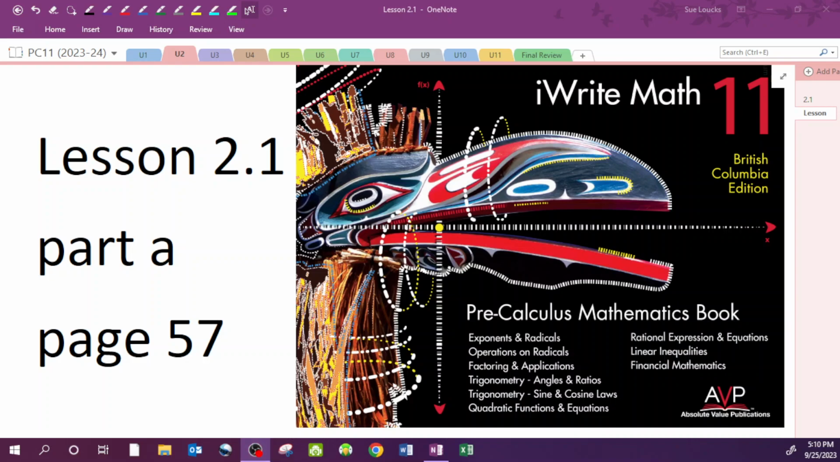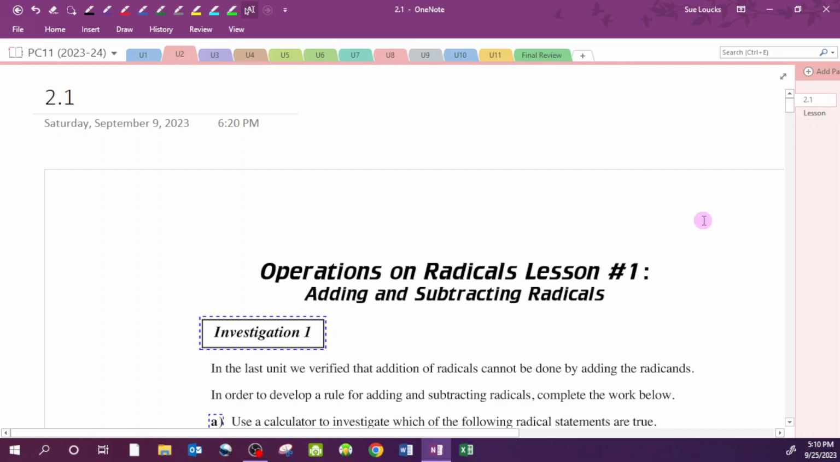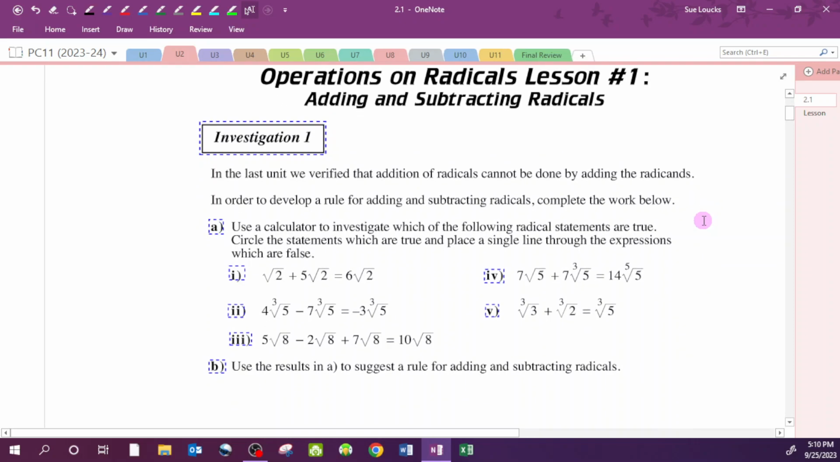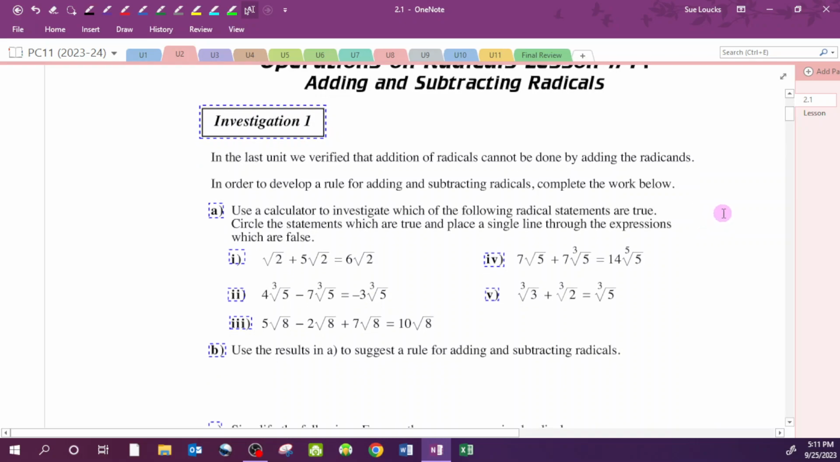Hi, this video is lesson 2.2, part A, starting on page 57 of your workbook. First thing to do here is, last unit we saw that you couldn't just add the radicands, that didn't work. But we do need to be able to add and subtract radicals, so we're going to work on that this lesson. So take your calculator and figure out which of these radical statements are true and circle the ones that are true and place a single line through the ones that are false.